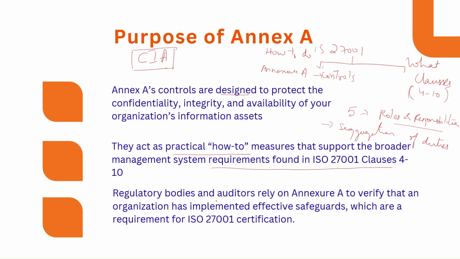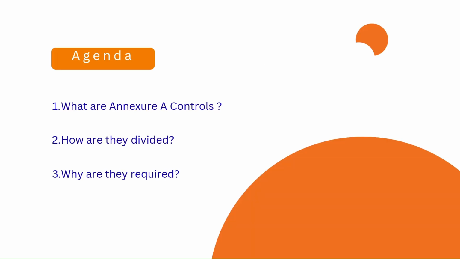Because regulatory bodies and authorities depend on Annexure A to verify whether the organization has implemented all the safeguards effectively or not. Whatever is the requirement of ISO 27001 is mentioned under the clauses, and how to do it is mentioned under the annexure. So auditors will depend on the annexure to verify whether the organization has successfully implemented these controls or not. That's all for this video.